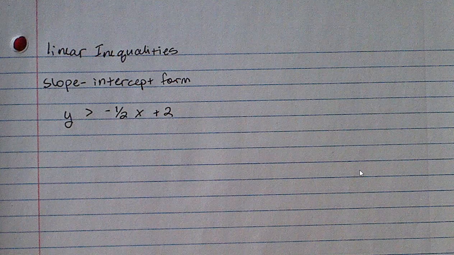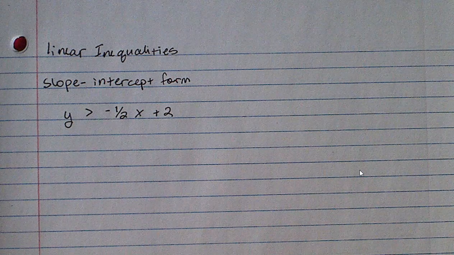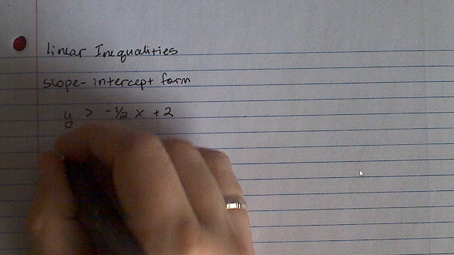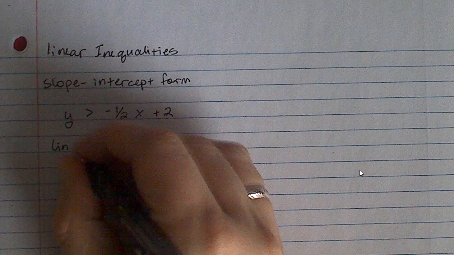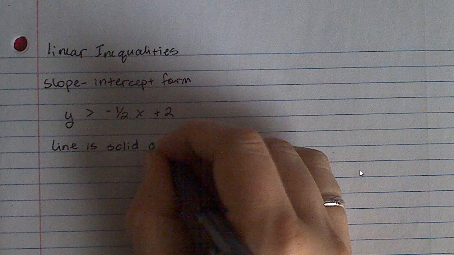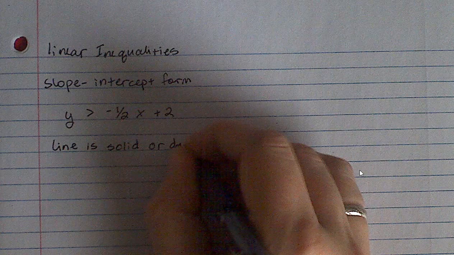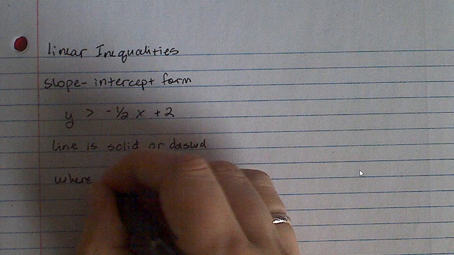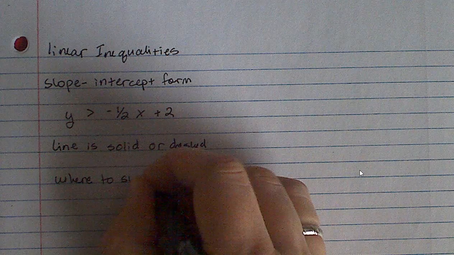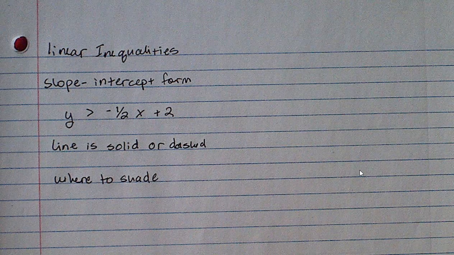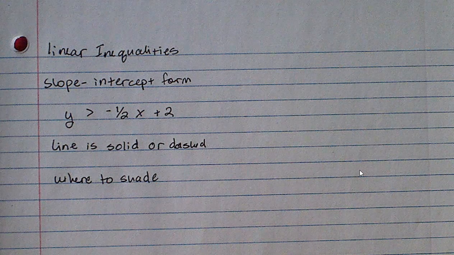So there's two things that you need to keep in mind here. The first thing you need to keep in mind is whether the line is solid or dashed. And where to shade. And if you guys remember back to when we were doing inequalities with the open and closed circle, and if we were having the arrow point left or right, this is really similar to that.